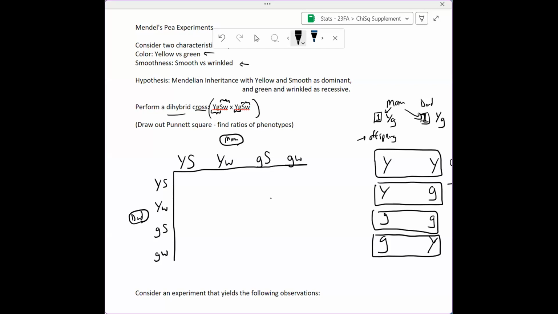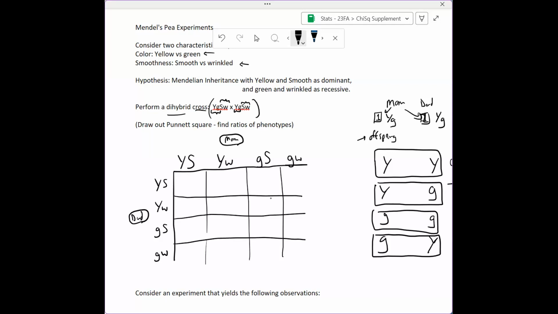So we see that we have 16 different possible genotypes for the offspring. For instance, mom could give yellow smooth, so we could be in the first column, and dad could give green wrinkled, so we could be in the bottom row. There are 16 equally likely boxes we could be in, 16 equally likely genotypes that the offspring could get.